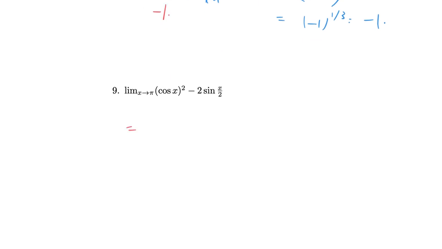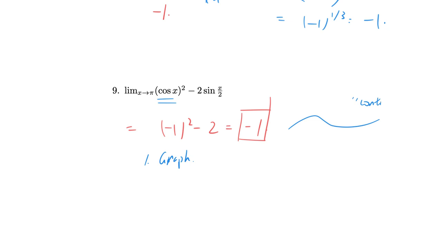Here, we can just keep plugging in. This is going to give you cosine pi, that's going to be negative 1 squared, minus 2 sine pi over 2, that is going to be 1. So this is going to be negative 1 altogether. And here you might ask why we can directly use a substitution for cosine and sine. And there are 2 ways I can explain this for you here. One is just through the graph. If you observe the trig graphs, you would find that they are somewhat continuous. And what this means is that the point that its limit gets to is just equal to the point itself, which is what we're doing here for the direct substitution.